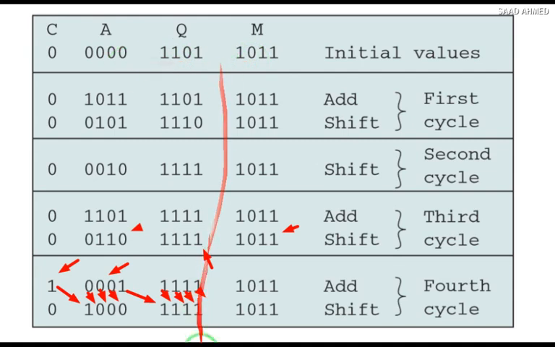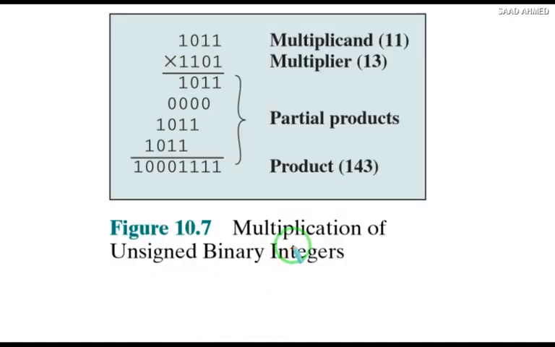Okay, finally, if you look at this, this was the first multiplicand, then the second multiplier, then we have some partial products, and finally this was the answer we obtained. You can see that we have 1 0 0 0 1 1 1 1, which is 8F, and if you convert it, it is 143 in decimal. So 11 multiplied by 13 gives you 143.